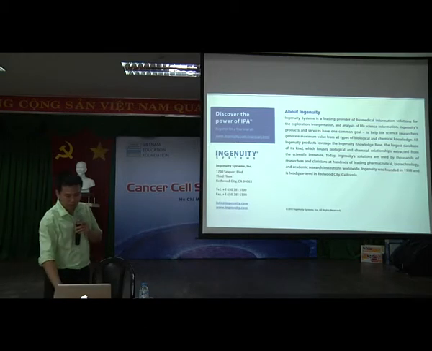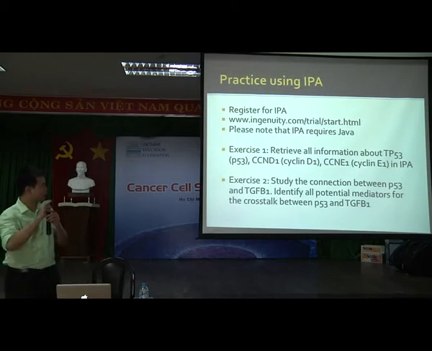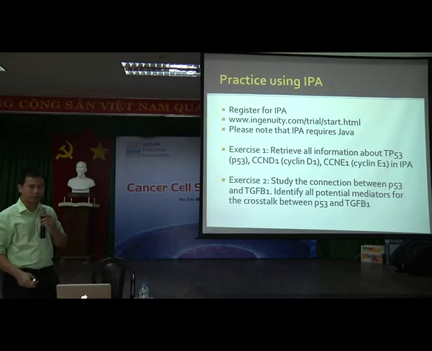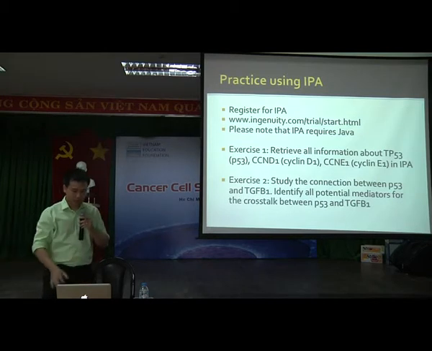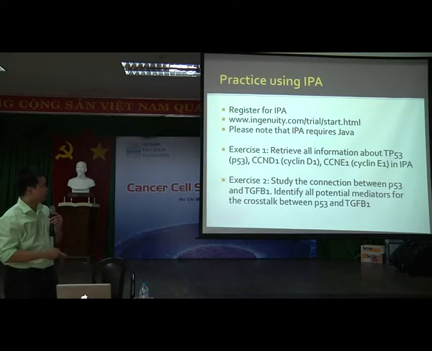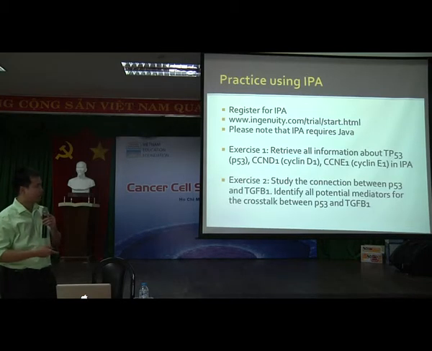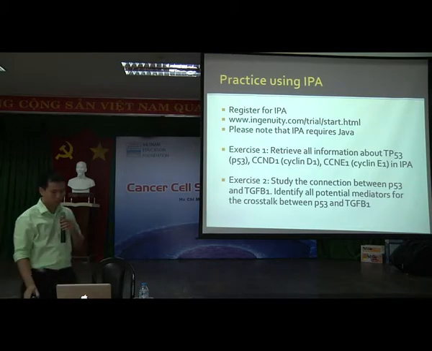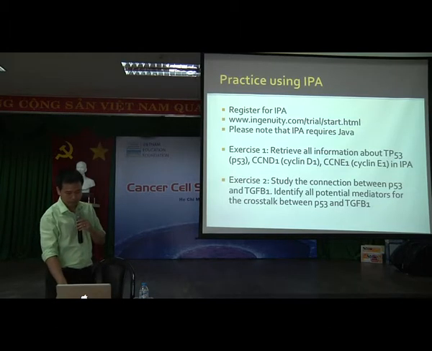Okay. So now for those who have not registered for IPA, I would like you to go to this link and start the trial version of IPA, because in the second part, we will do a couple of practice with this software. So the first exercise we will do is to retrieve all information available on PubMed about P53, cyclin D1, cyclin E, using IPA. Second exercise is to study the connection between P53 and TGF-beta1 and identify all of the possible mediators for this crosstalk between P53 and TGF-beta1.